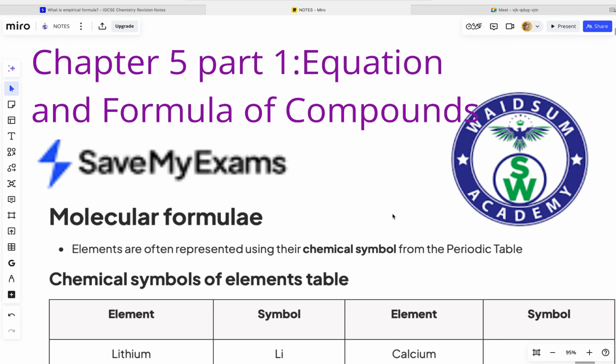Then after this chapter, we'll go to chapter 6. Chapter 6 is about moles. So we need to revamp the moles. It's very important in Cambridge IGCSE. Now let's start with what we have.